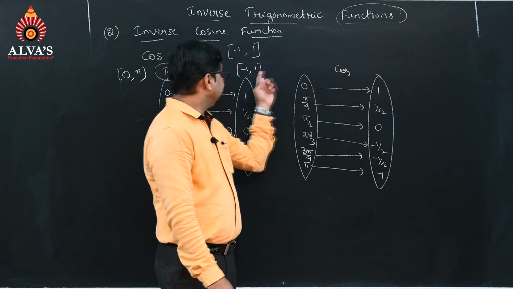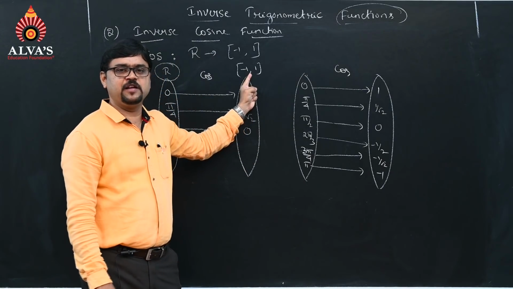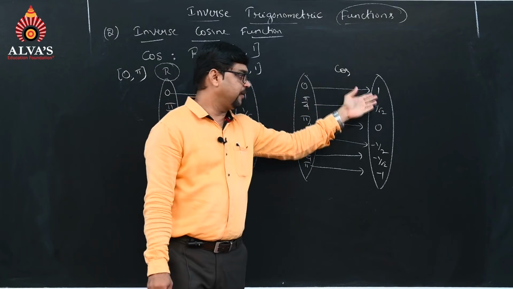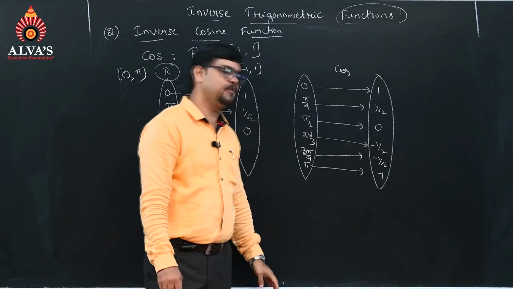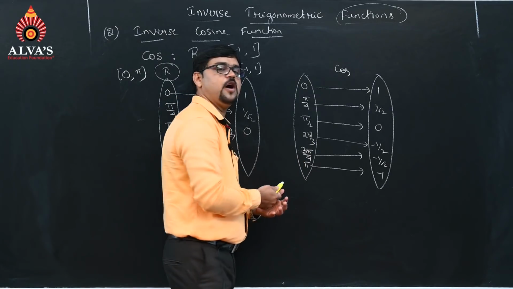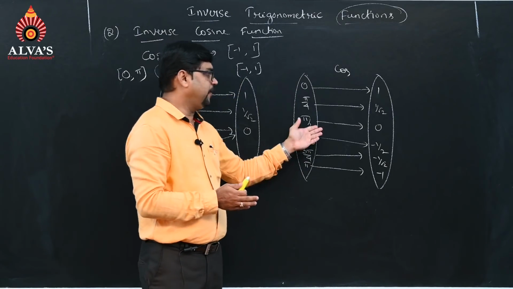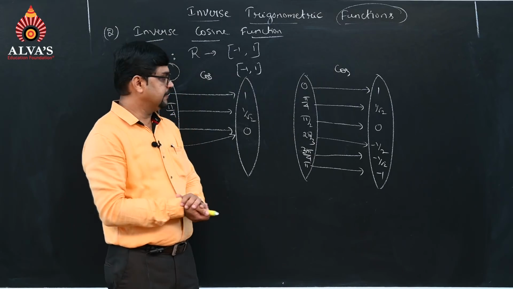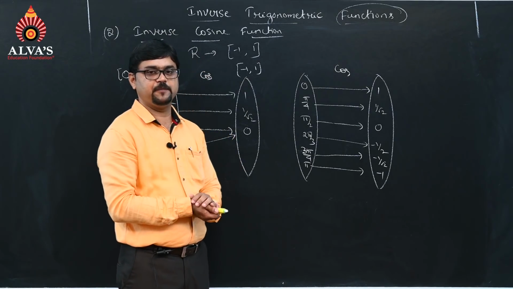And here the range is the closed interval minus 1 to plus 1, and the codomain is also minus 1 to plus 1. Here codomain equals range, hence it is onto also. So clearly now it becomes bijective, hence the cos function is invertible.